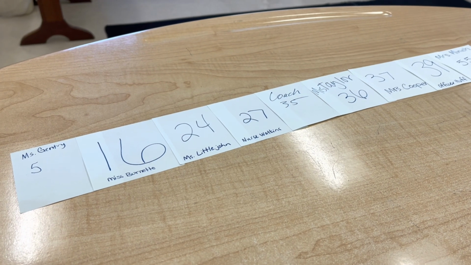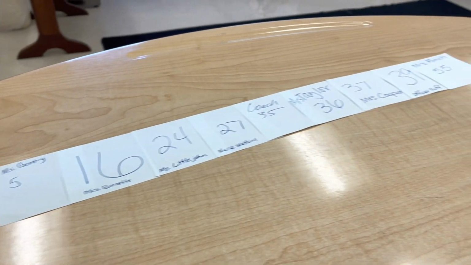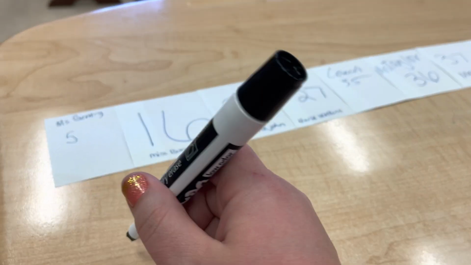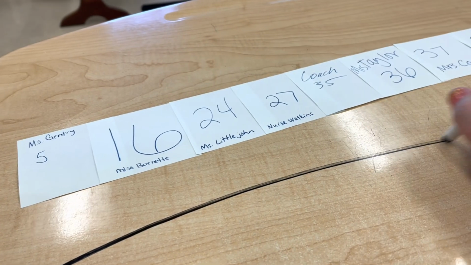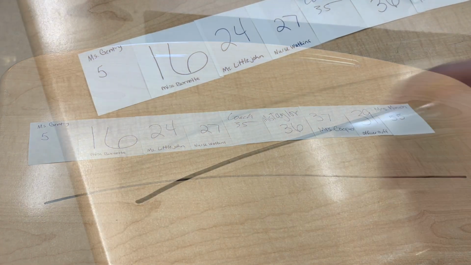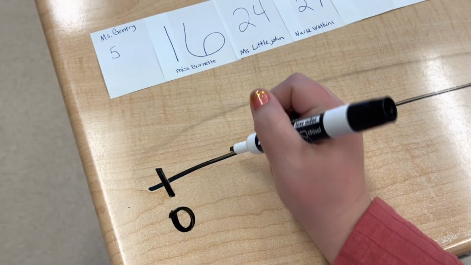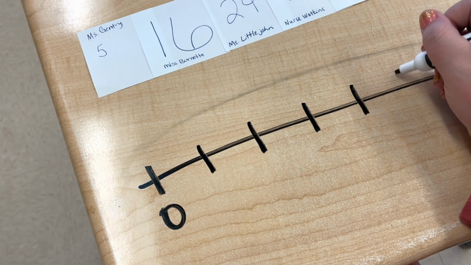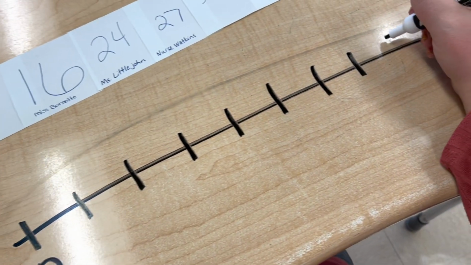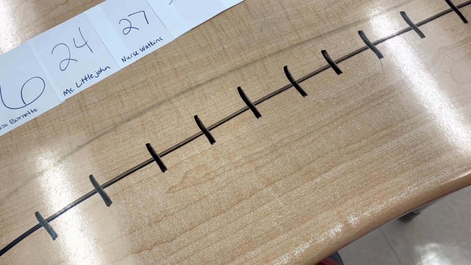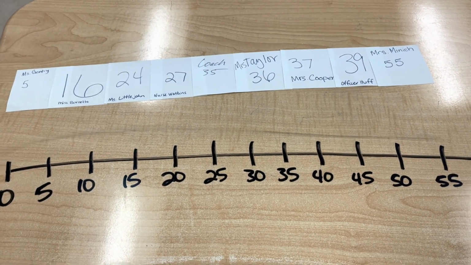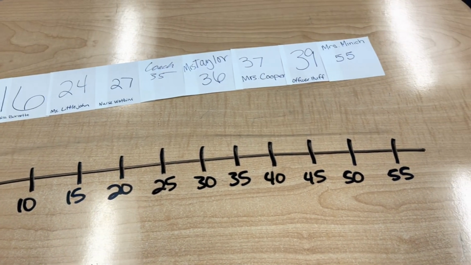So now that we have all of our numbers lined up from least to greatest, now we're going to draw a line plot, which is pretty much the same thing as a number line. So I'm just going to draw my number line just like this. I'm going to start with 0 down here, and I'm going to count by 5. 0, 5, 10, 15, 20, 25, 30, 35, 40, 45, 50, 55. So now I'm just going to go through and number all of these. Okay, so here's my completed line plot. So I went from 0 all the way to 55.